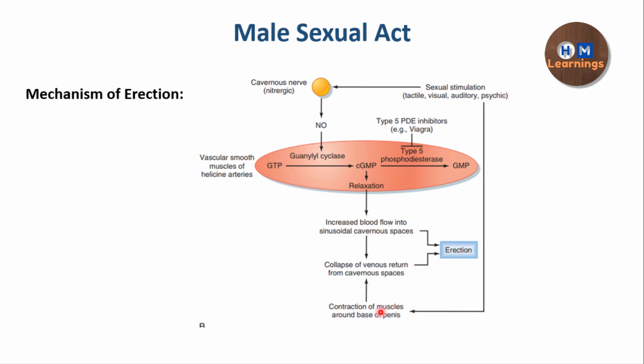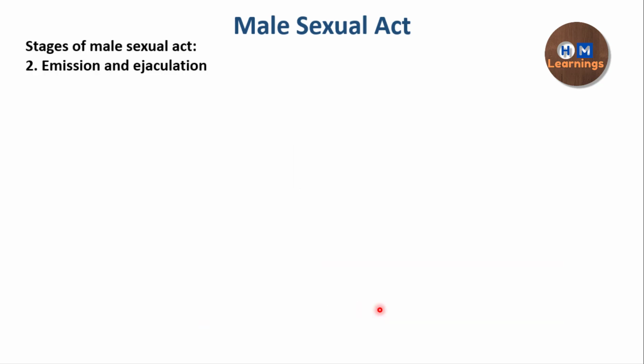It leads to the erection, and there is also contraction of the muscles, because this is going to activate the somatic innervation also. So there is contraction of the muscles around the base of the penis, which is done by the somatic efferents. Okay, so this was about the erection.